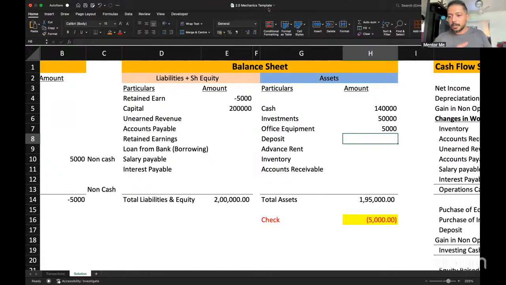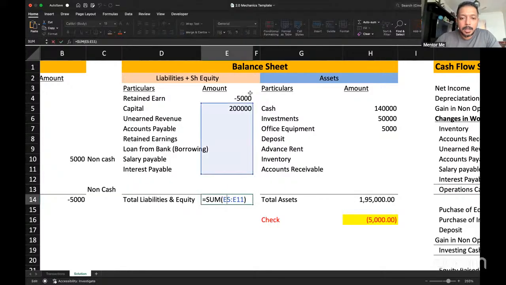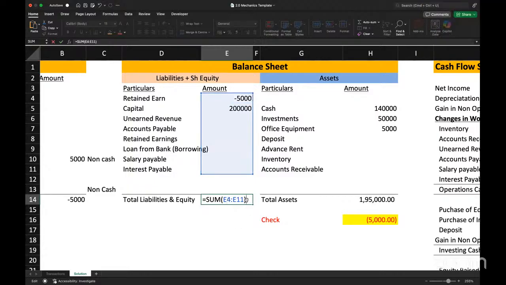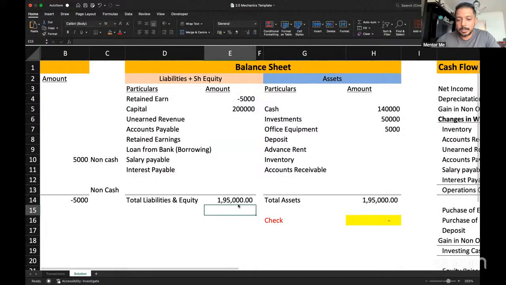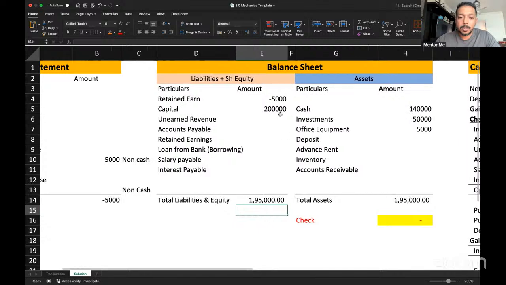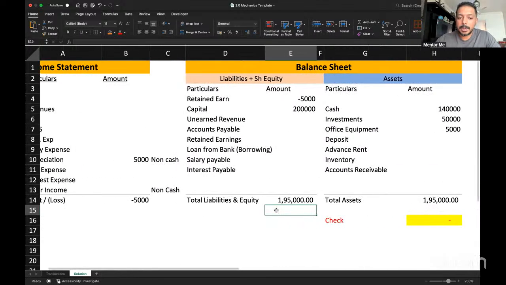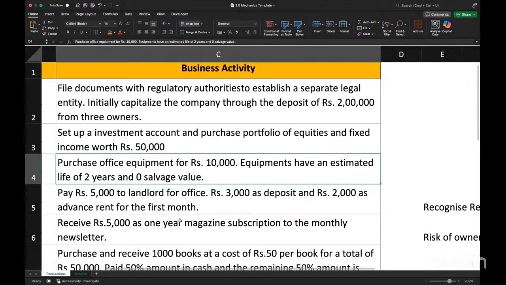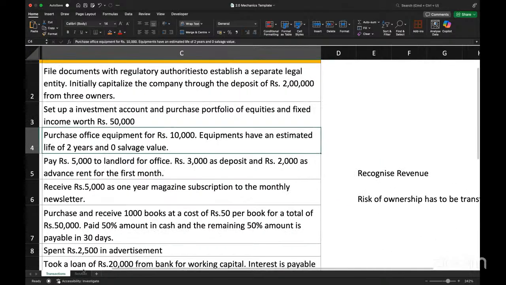Okay, sorry about that. Suppose the summation has not happened properly. Shouldn't we put it as accounts payable over here? No, accounts payable is different. I'll tell you what accounts payable is. There's an example of accounts payable also in this exercise. Now you can see the balance sheet is tallied. So that summation was not there.